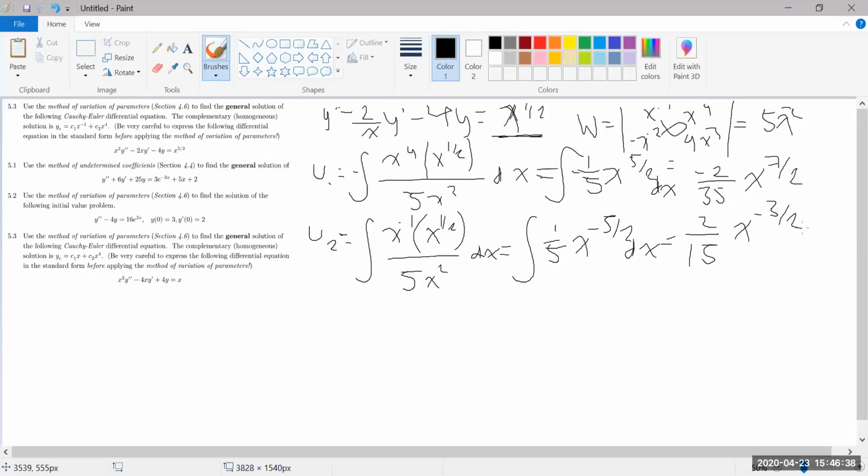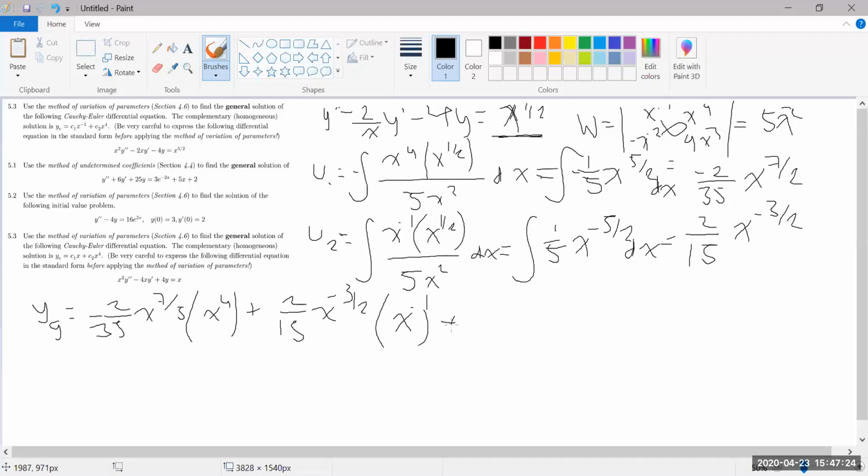Okay, and now we're going to multiply them by their respective y functions. So you have your u1 times your y1, which is your -2 over 35 times x to the 7 over 2. That's being multiplied by your x to the 4, and then plus 2 over 15 x to the -3 over 2, multiplied by our x to the -1.